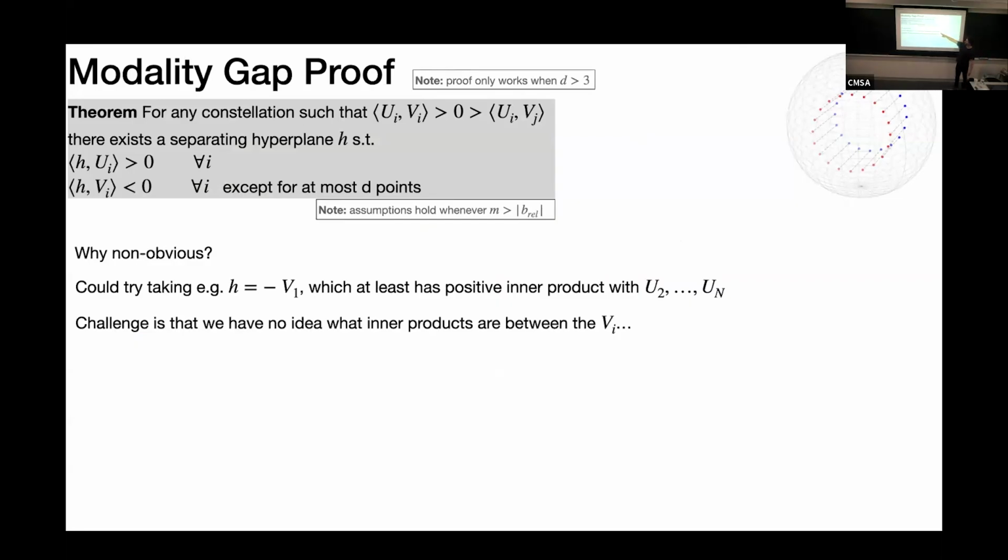Minus V1, well, V1 has a negative inner product with U2 through UN, right? That's the assumption here. And so minus V1 is almost the right thing, it seems, because it has a positive inner product with all these U's. But the issue is that the V's themselves are arranged in some crazy way, potentially. And so it's hard to control, if we took this as H, that this second condition is satisfied, that there should be a negative inner product with the other V's.